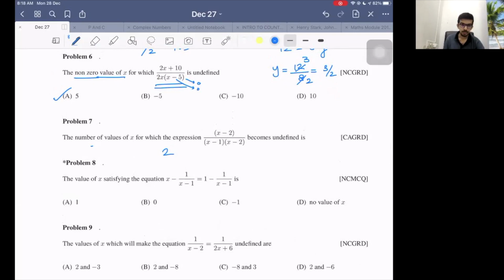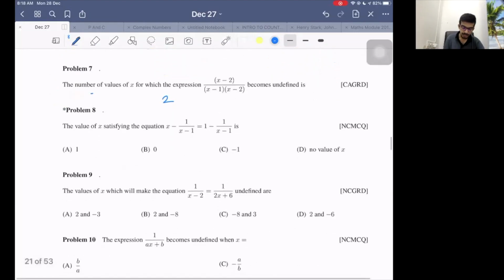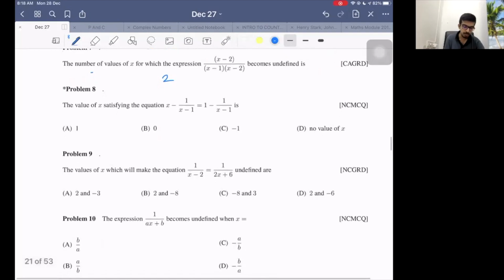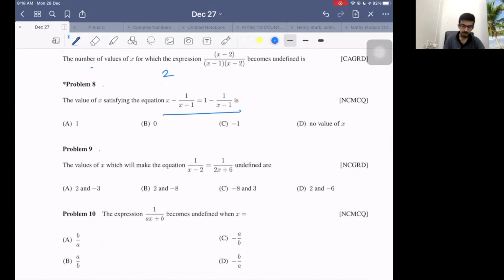Yes or no? Yes. And 8 is what we already discussed in the previous class. This is a tricky question. You might think that you can easily cancel off these terms and your answer is x is equal to 1. But there is a catch.